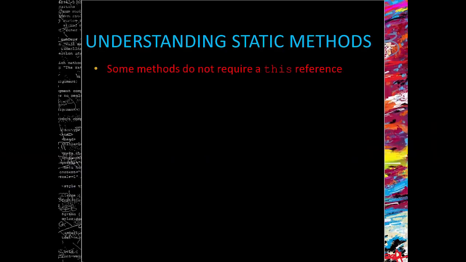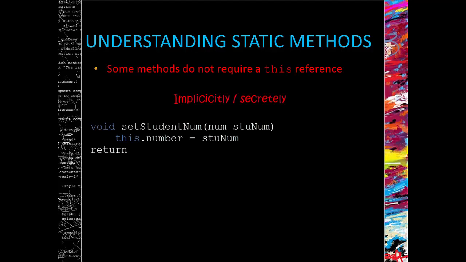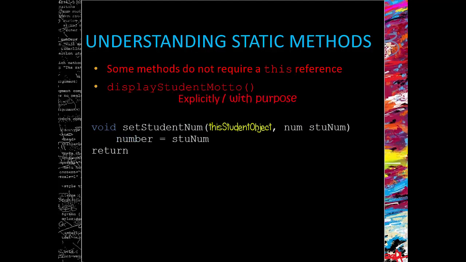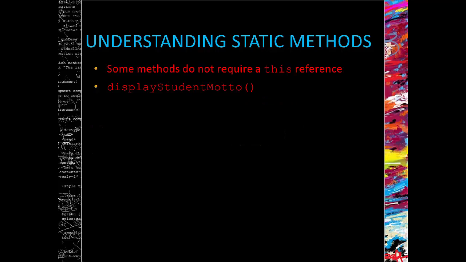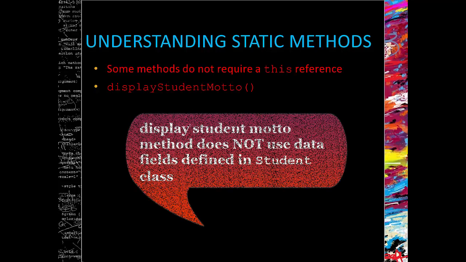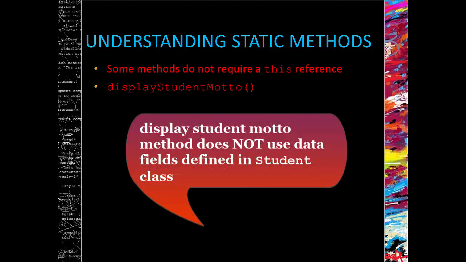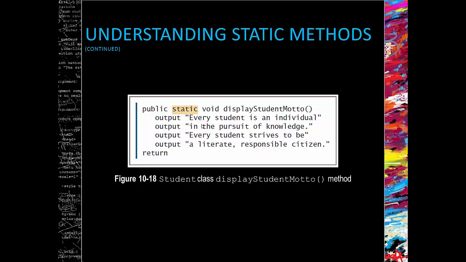Static methods. Some methods do not require the this reference because it makes no sense for them, either implicitly or explicitly. Let's take a look, for example, at the displayStudentMotto method. It does not use any data fields from the Student class. All it does is display: every student is an individual in a pursuit of knowledge. Every student strives to be a literate, responsible citizen. There are no data fields here.